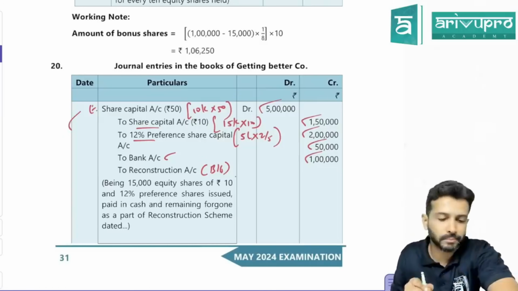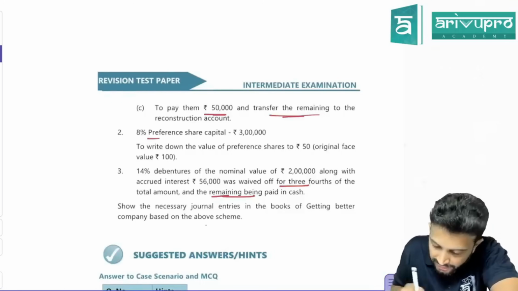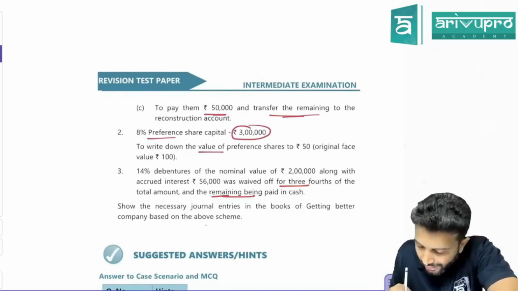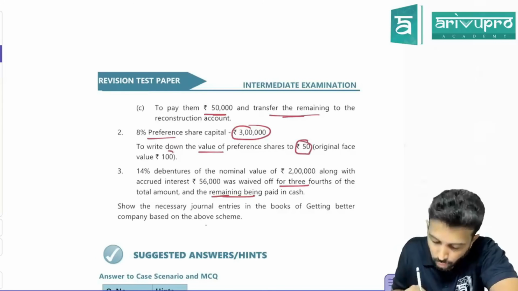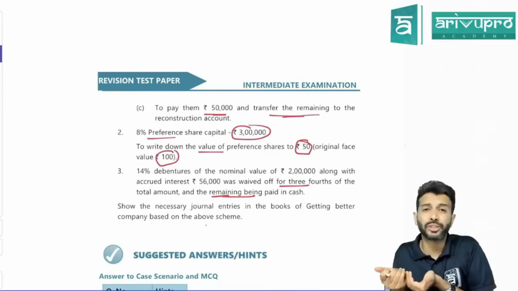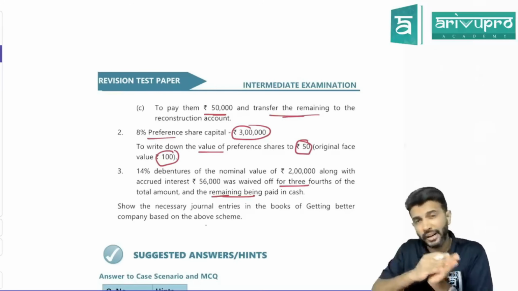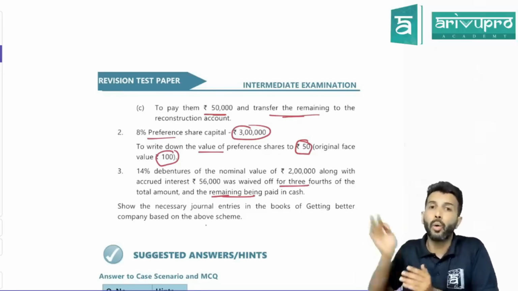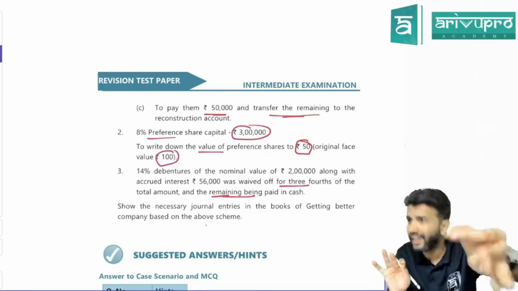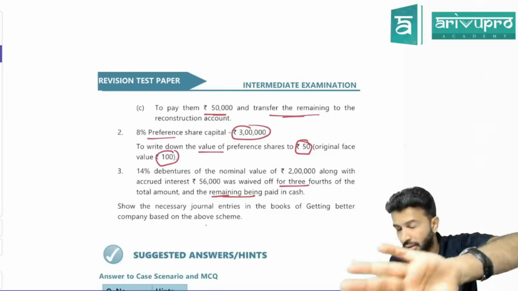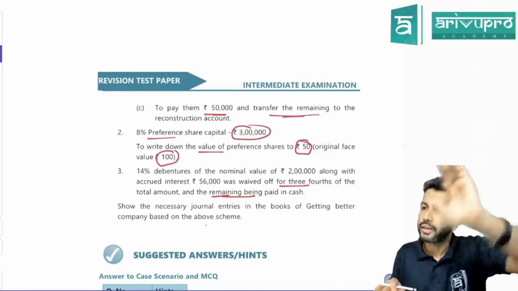Can we go for the second one? Okay. 8% preference share capital value is 3 lakh. To write down the value of preference shares to 50. Original face value was 100. So are preference shares the same or face value reduced? Whenever face value is reduced, can you pass the journal entry only for the sacrifice or in full? By full we mean old preference share capital should be fully cancelled. Issue new preference shares to the extent of the new face value. Balance you transfer to reconstruction account.